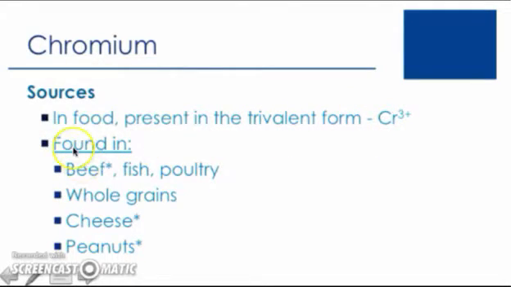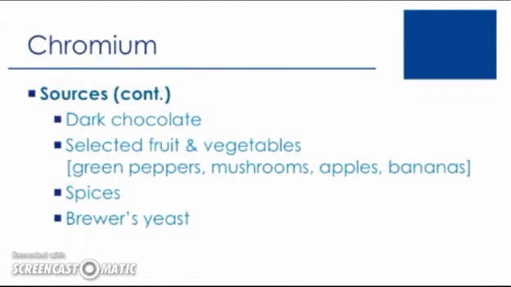We see that chromium is found in a number of food sources, so we see beef and fish and poultry, so these animal sources, also cheese, and the plant-based sources would be whole grains as well as peanuts. We also see chromium found in dark chocolate, different fruits and vegetables such as green peppers, mushrooms, apples, and bananas. Additionally, some spices and brewer's yeast.